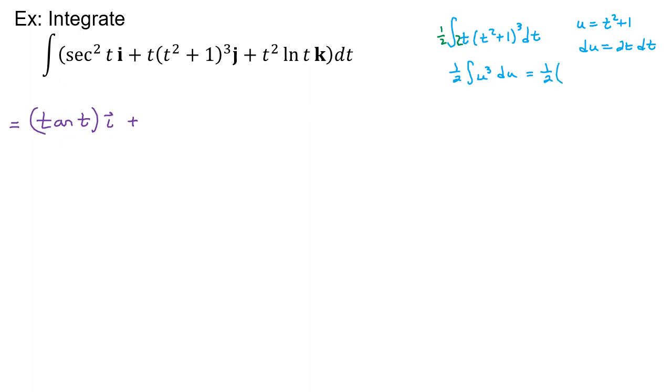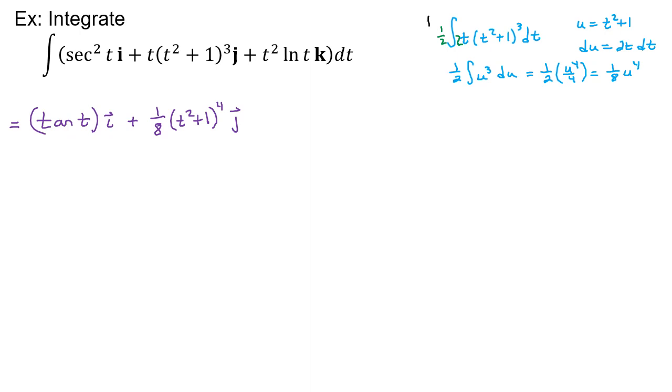That is to add 1 to the power, which would be u to the 4th over 4. So this is 1/8 u to the 4th. But your u is t squared plus 1. So if I plug that u back in, over here I'll get 1/8 times (t squared plus 1) to the 4th on that j. So a little bit of side work going on there, but nothing terribly bad.